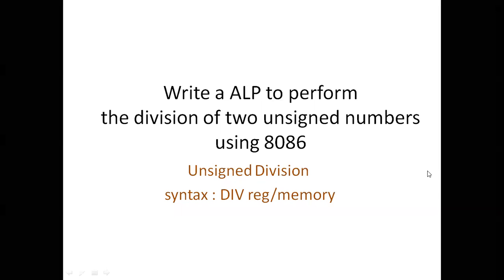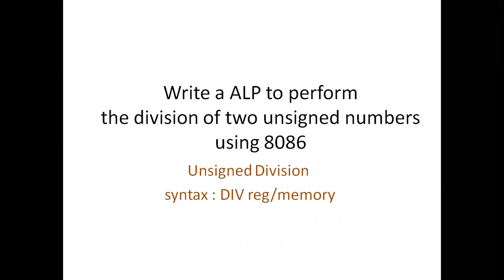So welcome to Microprocessor Lab. In this session, we are going to learn how to write an assembly language program to perform the division of two unsigned numbers using 8086. The division operations can be performed on unsigned numbers and signed numbers. So let us concentrate on the division of two unsigned numbers.